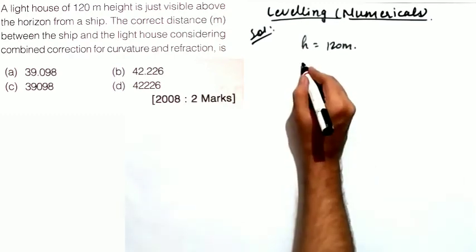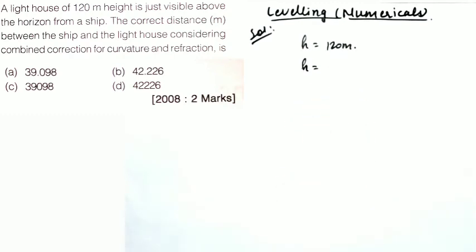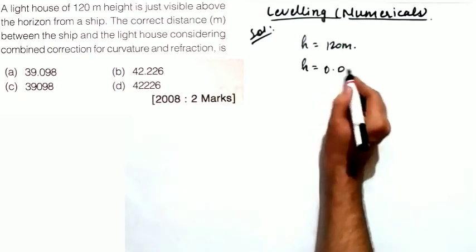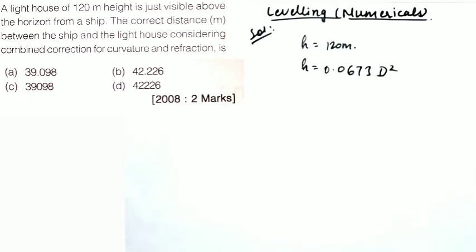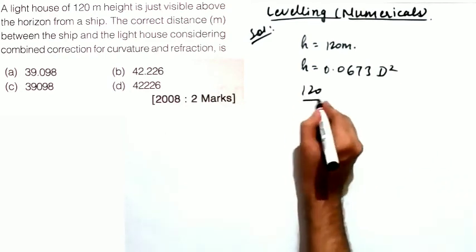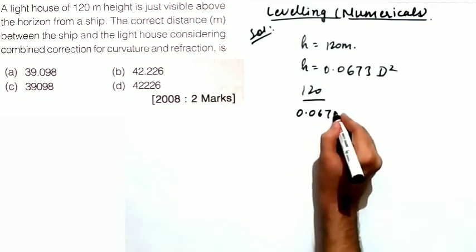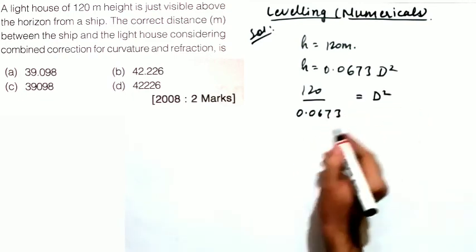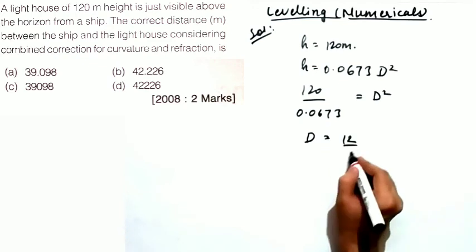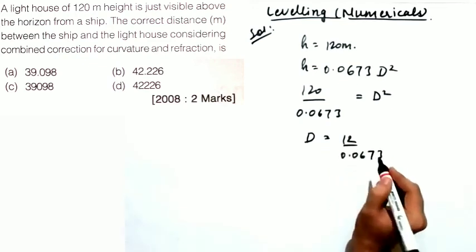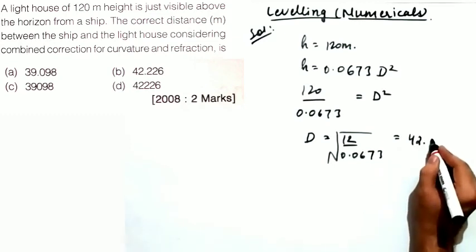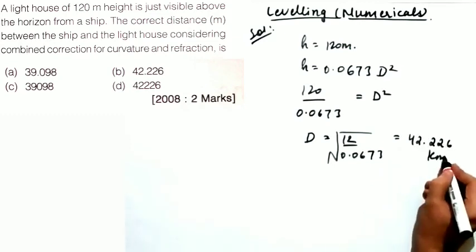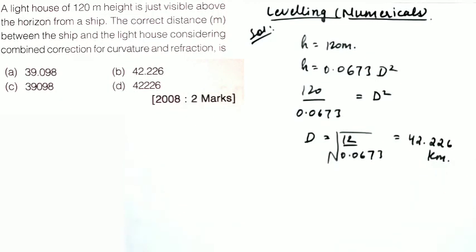So you know the formula for this combined correction. The formula is h equals 0.0673 d square. Since this h is known to you, you can calculate the value of d from here. This is d square. You can calculate d by taking the square root of this, and d will come out to be 42.226 kilometers. Remember that d is in kilometers here and h is in meters.